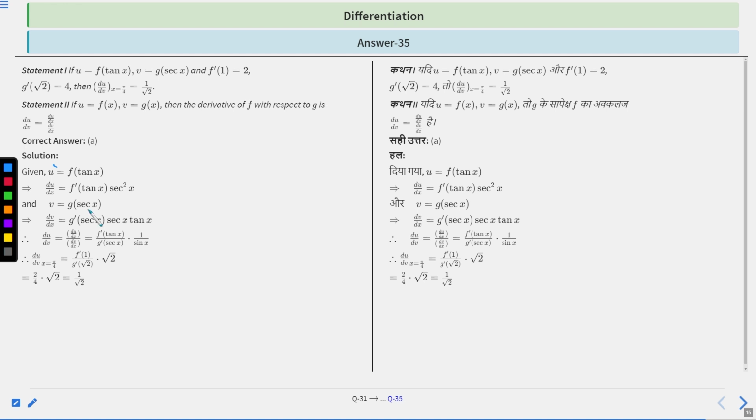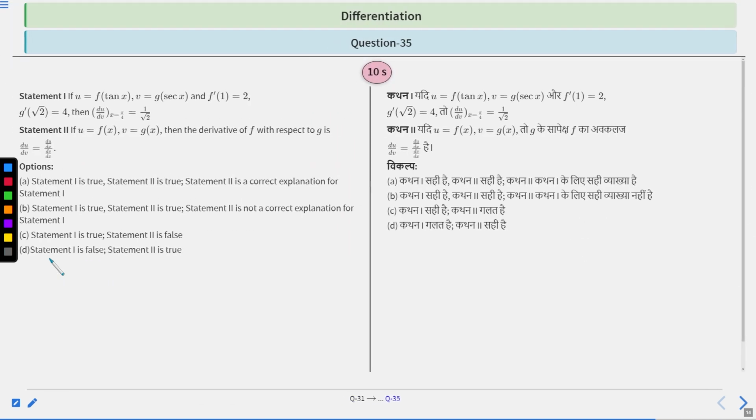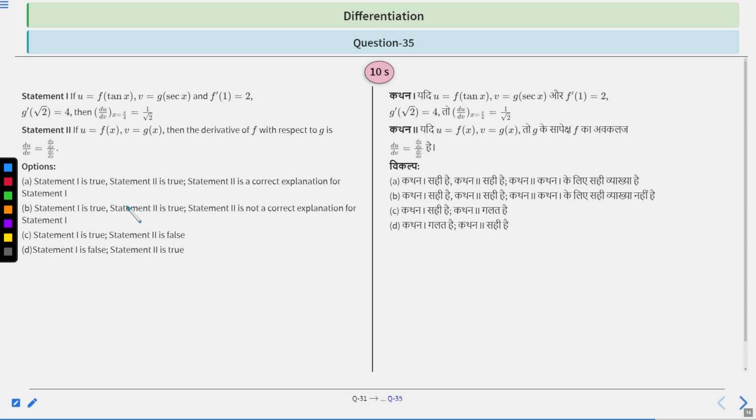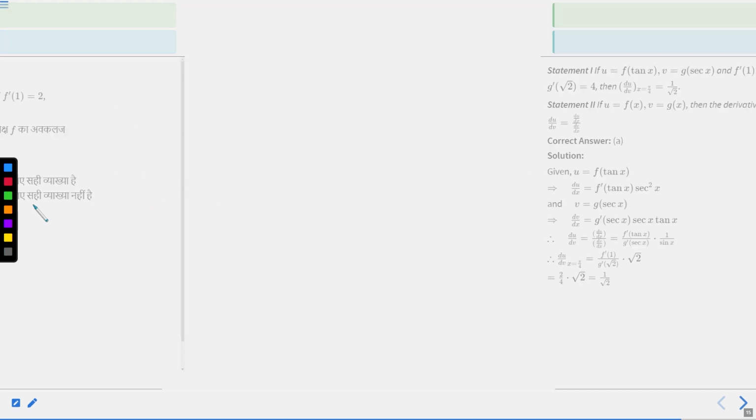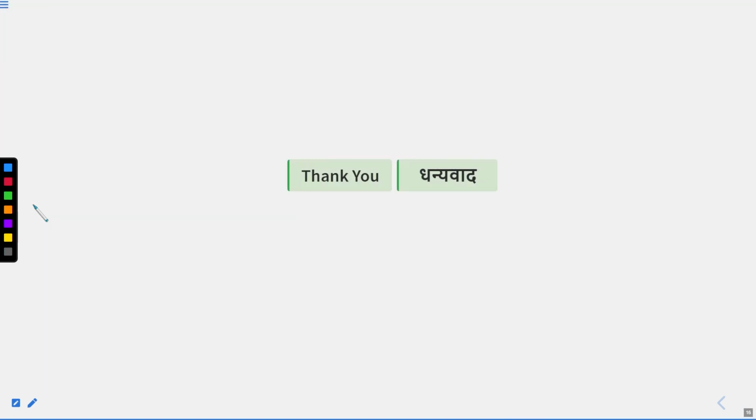So see, this thing is used, du by dv is equal to du by dx upon dv by dx in this. So statement 2 is the correct explanation of statement 1, and both statements are true, right? So statement 1 is true, statement 2 is true, and statement 2 is the correct explanation for statement 1, right? Got it? So I think option A is the right one. Okay, thank you so much.